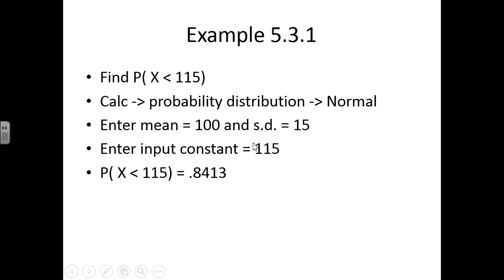Now notice, Minitab now has value, mean, and standard deviation. So it can do that standardization formula for us, which it does behind the scenes. Don't even have to do it yourself. And it tells you the answer is 0.8413. So the probability that a randomly selected person has an IQ less than 115 is about 84%.